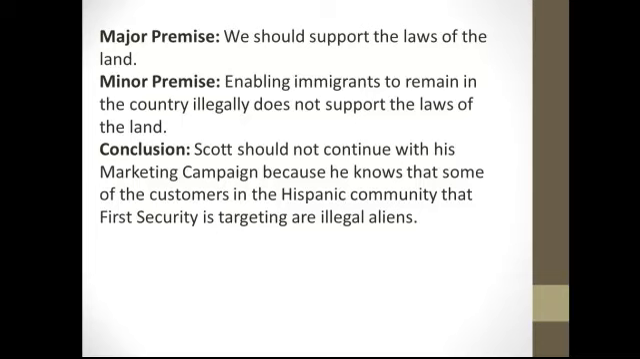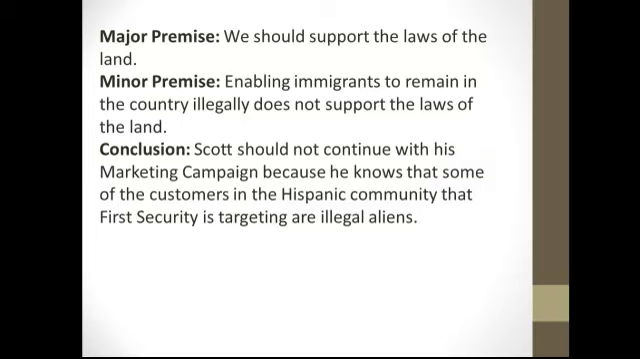One more from the materials. We should support the laws of the land. That's the major premise. The minor premise: enabling immigrants to remain in the country illegally does not support the laws of the land. The conclusion, and this one's a little bit trickier, a little bit messier, I should say: Scott should not continue with his marketing campaign because he knows that some of the customers in the Hispanic community that First Security is targeting are illegal aliens. I changed the word most to some. If you heard me last week talk about this, you know why. Don't worry about it. But we've actually given you an enthymeme as the conclusion, which is somewhat unusual.